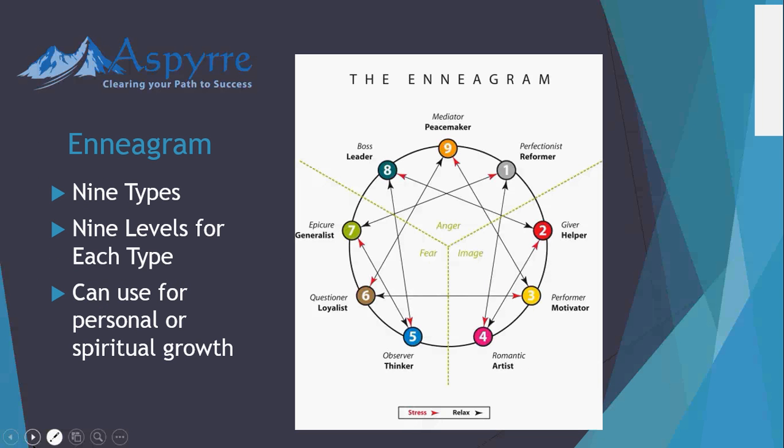Okay, the Enneagram is also a who am I type assessment, and it's a very deep one. The Enneagram has 9 types, as you can see in this diagram, and within each type there are 9 levels. There's also a bunch of triads. You can see in this diagram there's anger, fear, image, then all these arrows pointing from one type to another. Between the 2 and the 8 there's an arrow going from the 8 to the 2, and an arrow going from the 2 to the 8, and down here we have a code that says stress and relax.